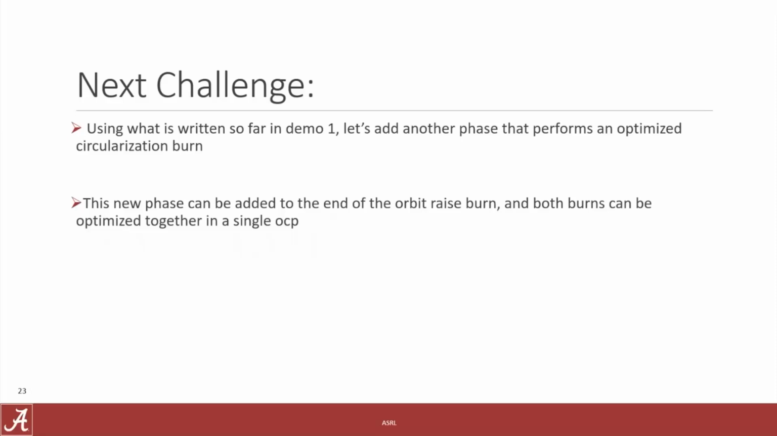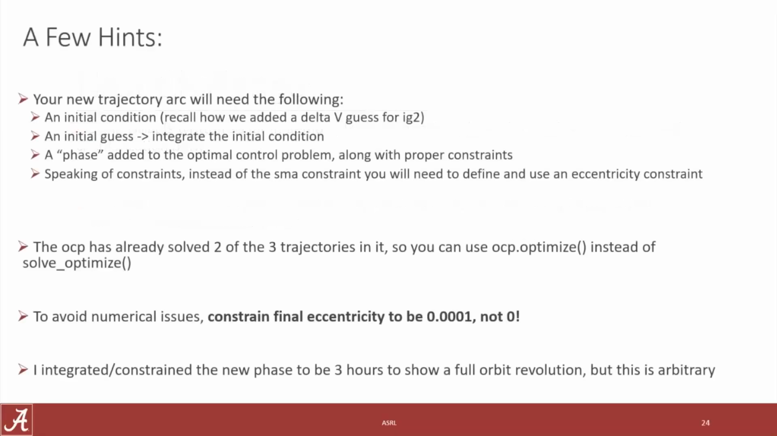So the challenge is, using what we've written so far, let's add another phase. At the end of phase 2, we're going to add phase 3, and we want to optimize a circularizing burn. So this new phase can be added to the end of your orbit raise burn phase. And then we want to add both those burns as objectives to our optimal control problem. So a few hints and guidelines on this. Your new trajectory arc will need a few things, right? Because you're making a new phase, you're going to need an initial condition. So look back at how we generated an initial condition for phase 1 in this example.